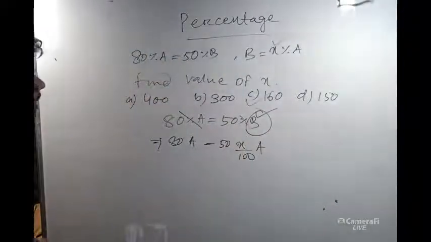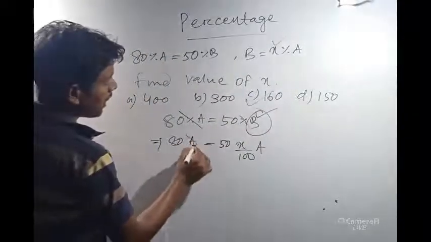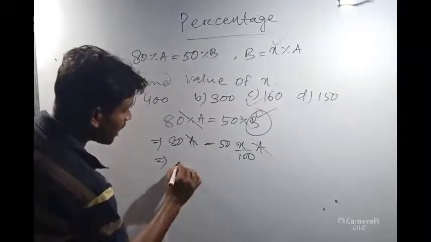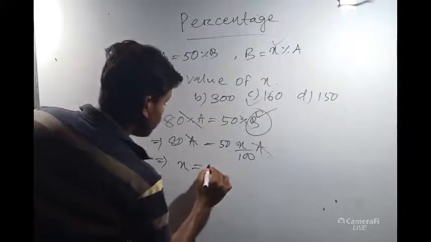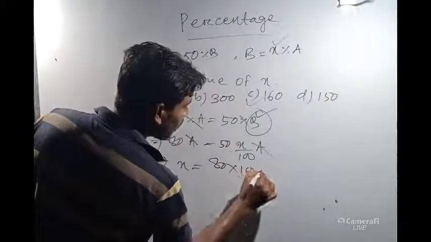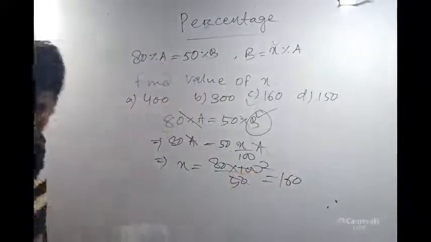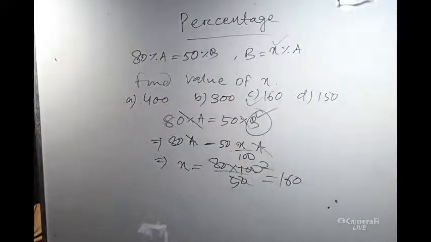Then in both sides A is cancelled. Now this is X equal 80 into 100 by 50, and 50 is cancelled by 2. This is 160. Okay, any doubt? Okay, next question.